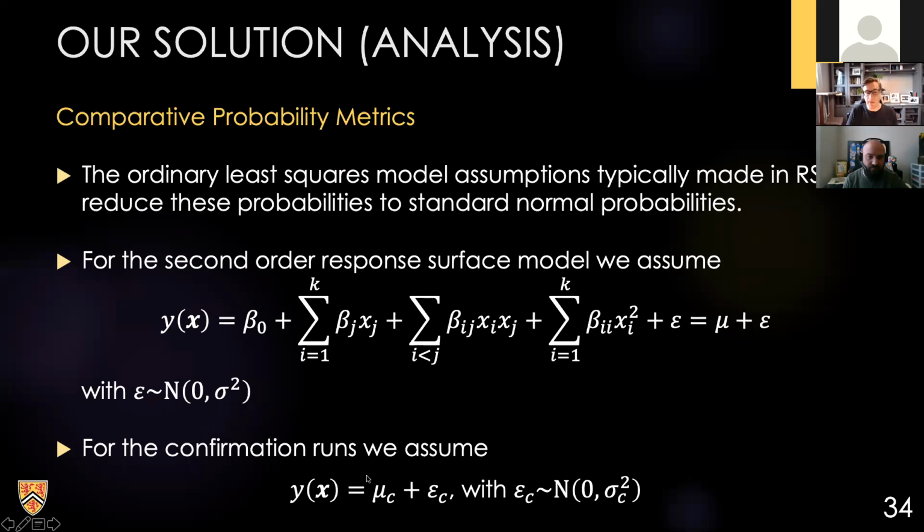Now we assume a separate model for our confirmation runs. We obviously don't have enough information to estimate all these betas and things like that. It would be nice if we did, but we don't. So we just assume that, again, we have a normal response at this location. We're allowing both the mean and the variance of those responses to differ from the mean and the variance in the original response surface experiment, basically acknowledging that these things don't need to be the same. And the whole goal is to quantify how different they might be.